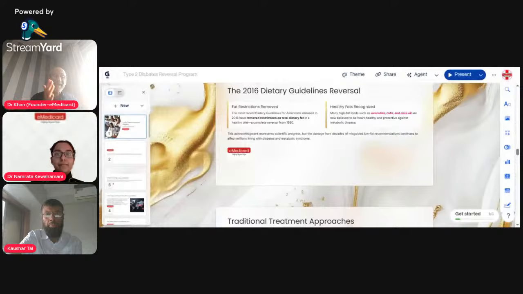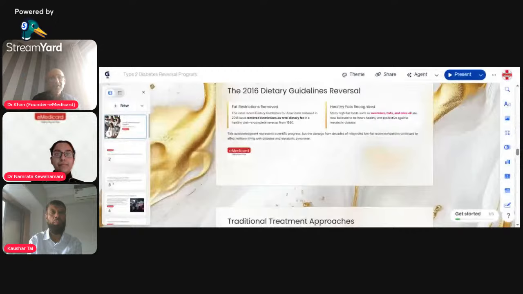Before, they said these are good foods, like avocado, nuts, and olive. And they blamed them. They made them the villains in the 1970s. They said they are the villains, and we stopped them. And ghee, which is clarified butter, they said it's a villain. No, it's not at all. You're going to see that. We're getting amazing results with this. But in 2016, they changed it. So now, what are the traditional treatment approaches?